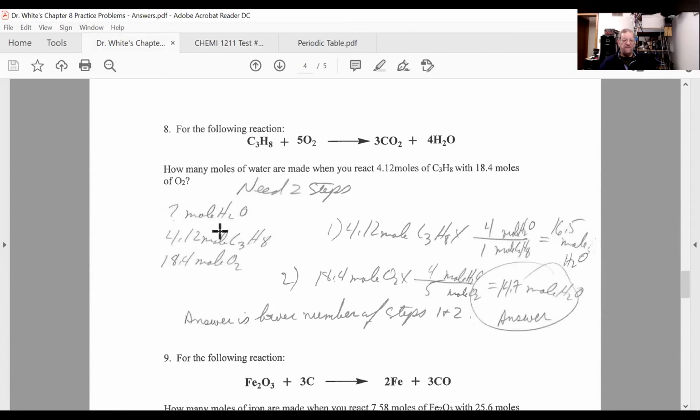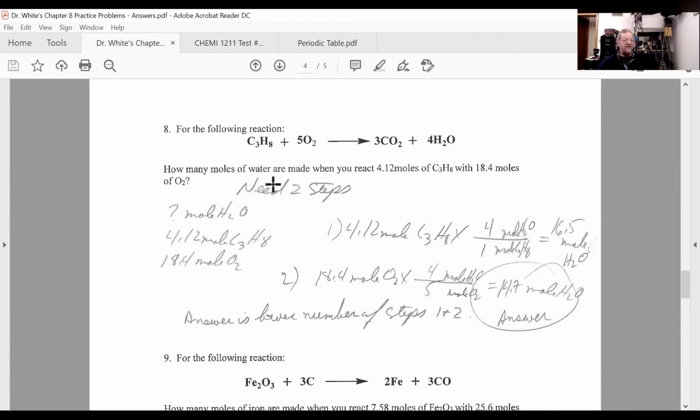So if I start with propane, we have 4.12 moles of propane. We're trying to figure out how many moles of water. Use unit analysis. Moles of water goes on top. Moles of propane go underneath. Where do I get these numbers? Notice up here, for every 1 mole of C3H8, we make 4 moles of water. These are exact numbers, 3 significant, 3 significant.